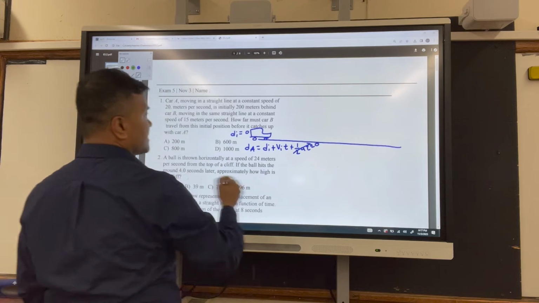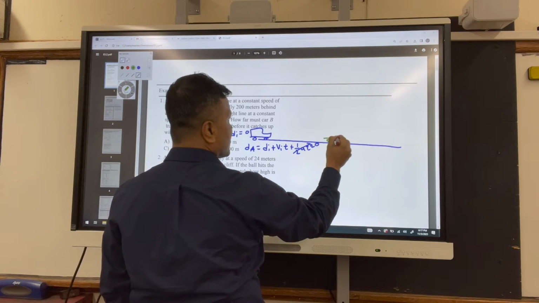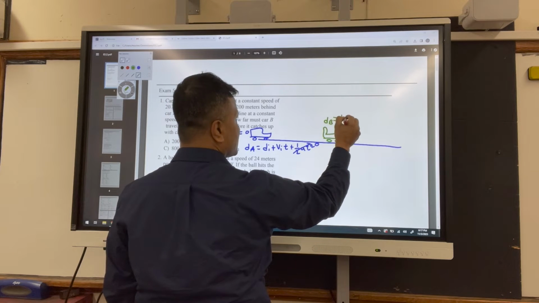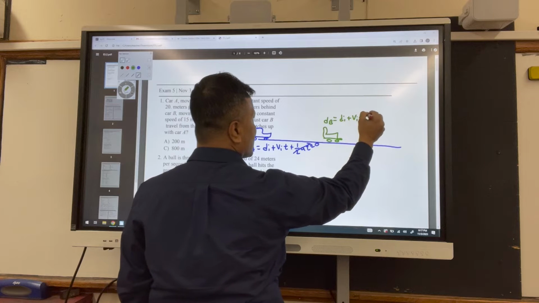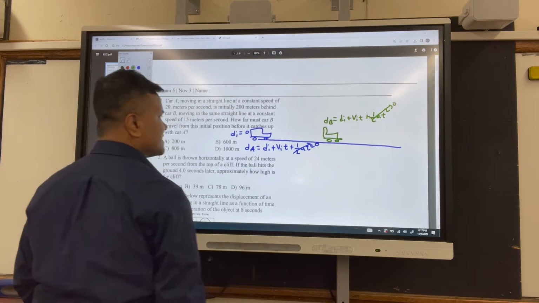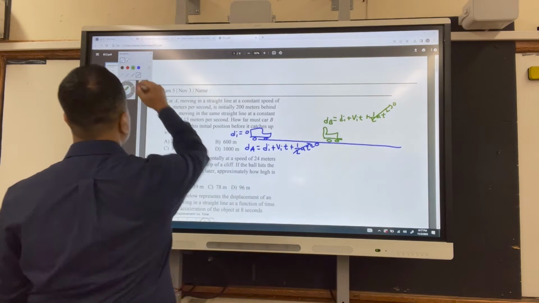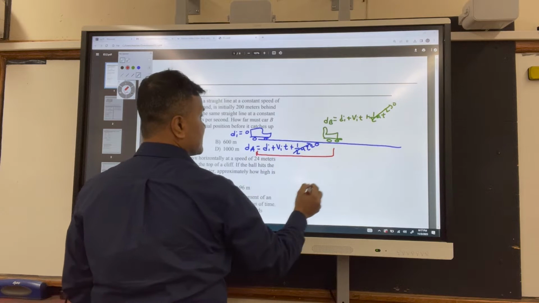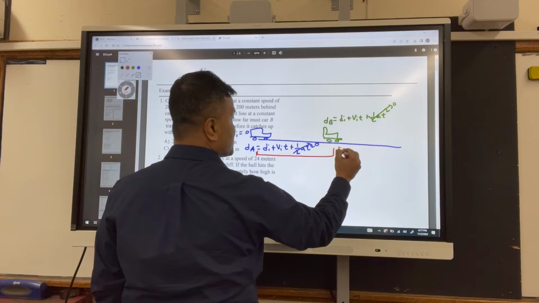And let's see the green car. The green car, we're going to call it dB. dB is di plus Vi t plus half at squared. Again, at squared is 0 because acceleration is 0. However, the green car has a head start, meaning that di for this one is 200.